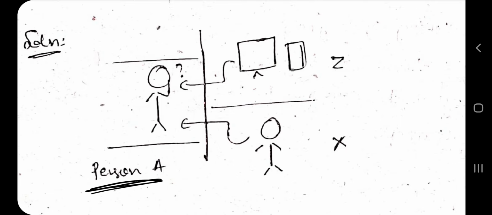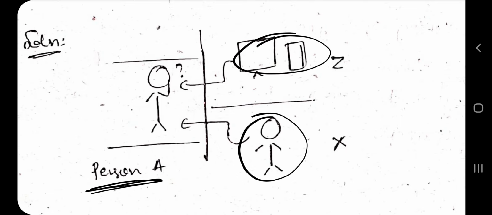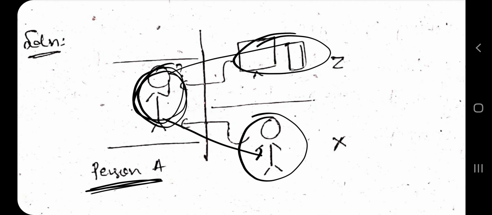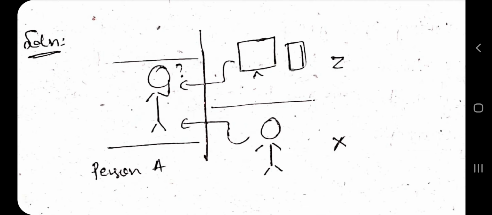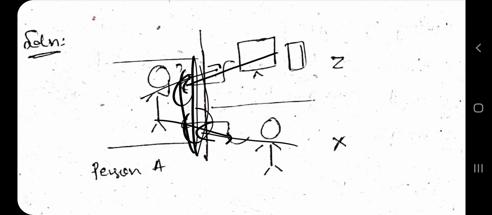There is a person A, and there is a computer here and another person X here. So what happens is, he will be asking many questions to both the computer as well as the human. When the question is asked to both, the question will be the same, and he will be receiving the replies from both. But who sent which reply will be hidden in the middle layer. So he'll get two replies.